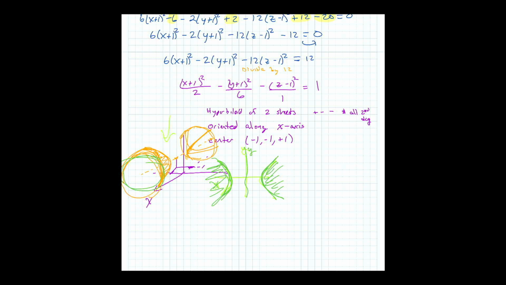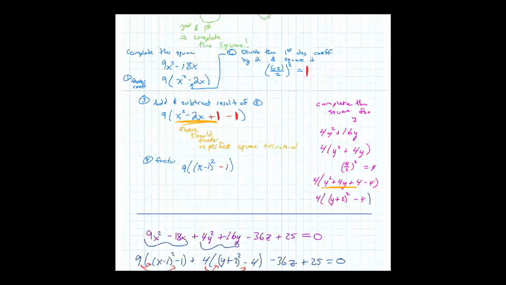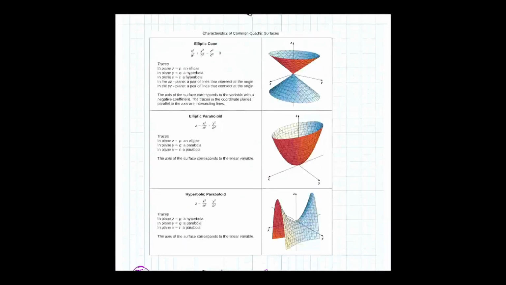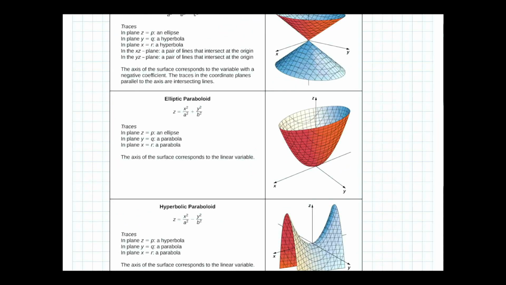Okay, that's actually obvious what to do. Okay, so I think we're done. We're an hour and 40 minutes in. That seems like plenty. You can graph these by using traces. You can identify them from their equations, and that's really what they expect you to do.